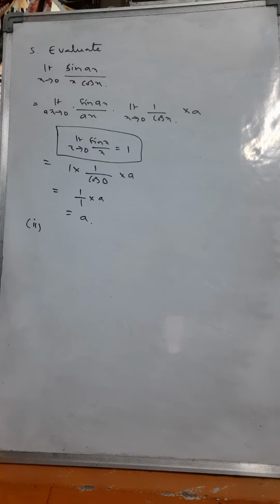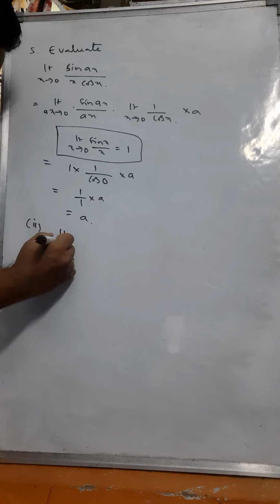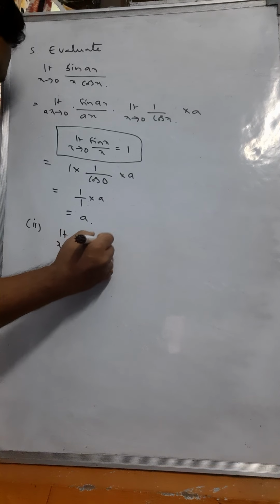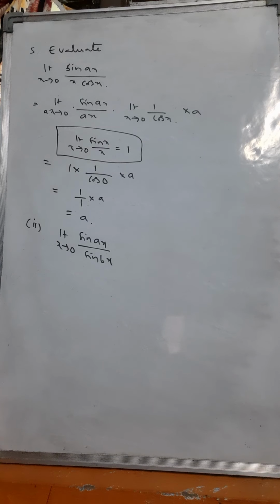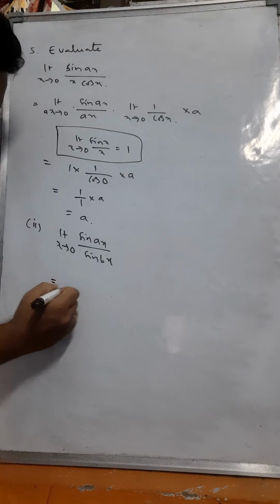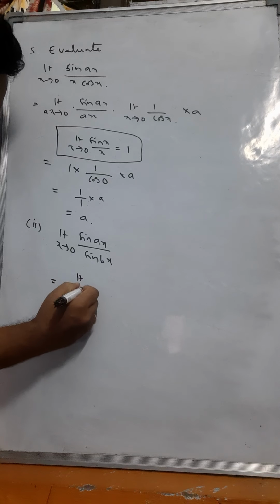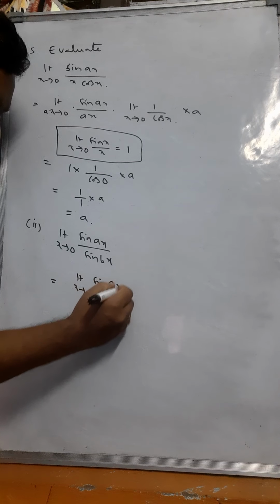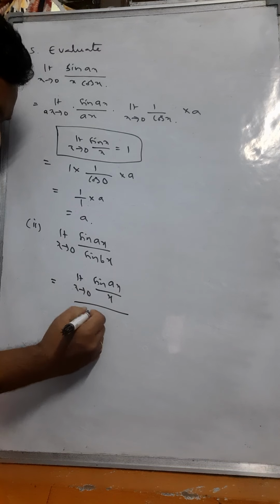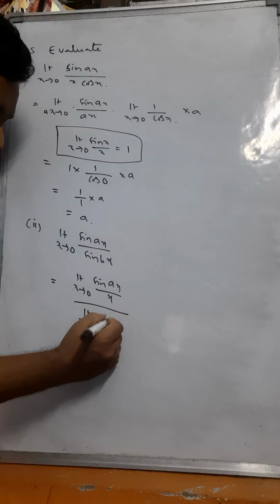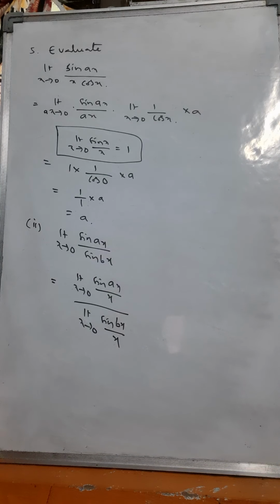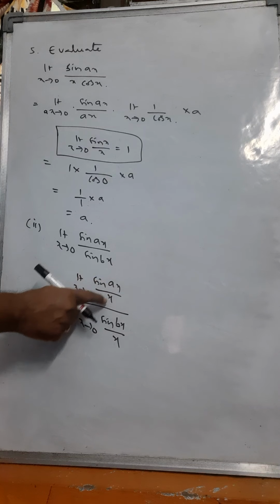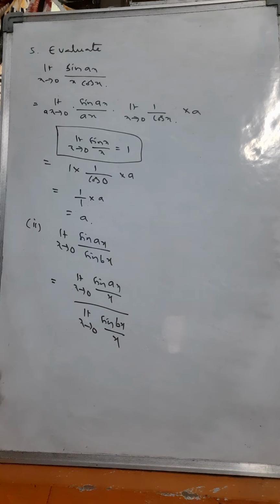What is the second problem? Limit x tends to 0, sin ax by sin bx. Divide the numerator and denominator by x. So it becomes limit x tends to 0 of sin ax by x, divided by limit x tends to 0 of sin bx by x.